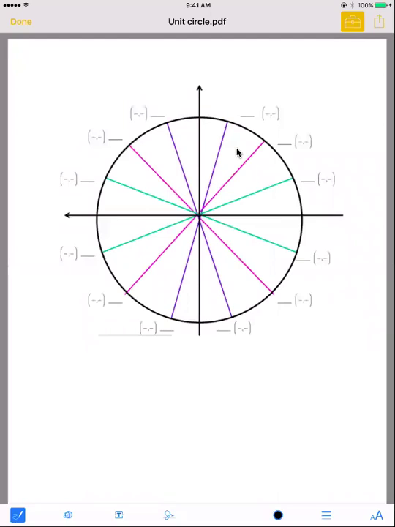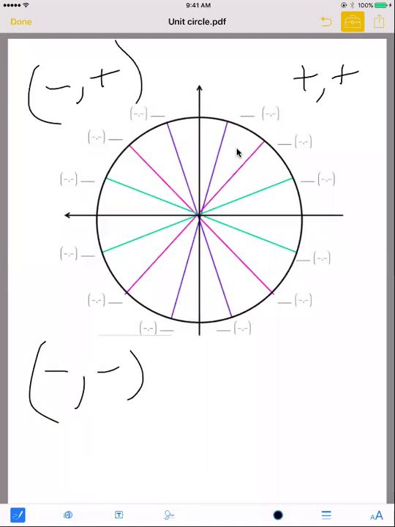Okay, so the first step would be identifying the signs of each quadrant. Just keep in mind that the first quadrant would be positive, negative. The second quadrant would be negative, positive. The third quadrant would be negative, negative. And the last quadrant would be positive, negative. So the signs are really the only thing that change for the unit circle.